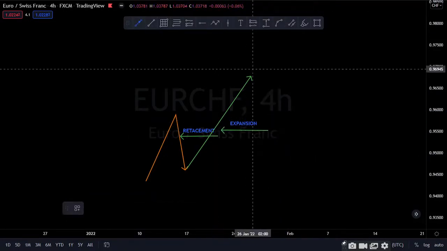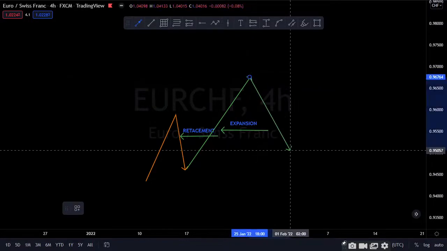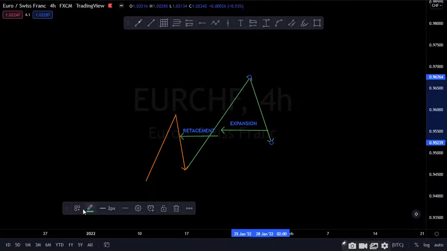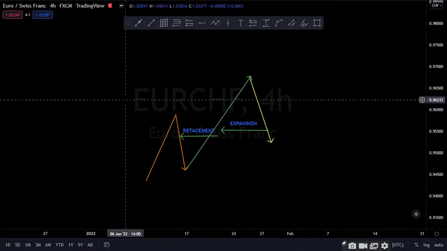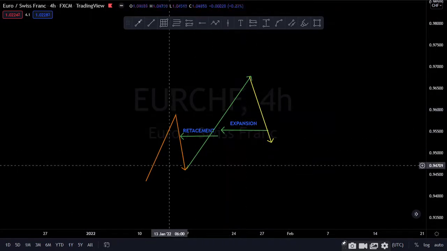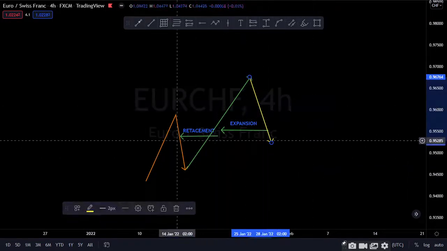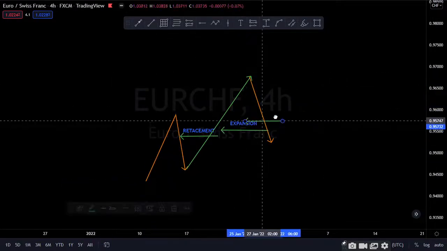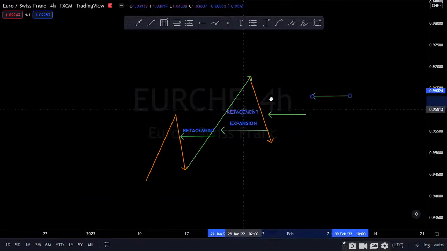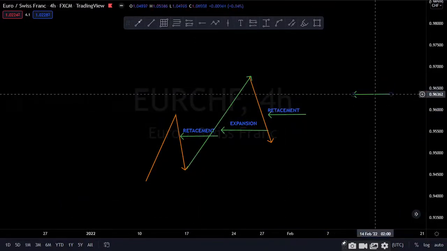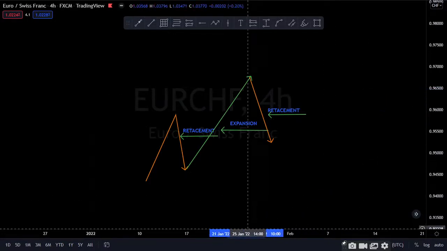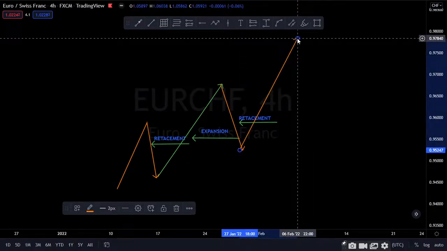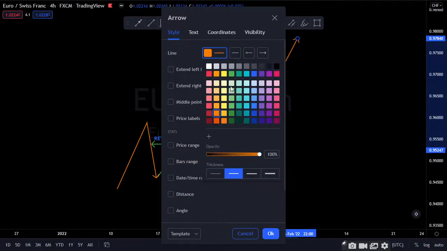Now you will have another retracement over here. Another retracement, and then the expansion resumes.